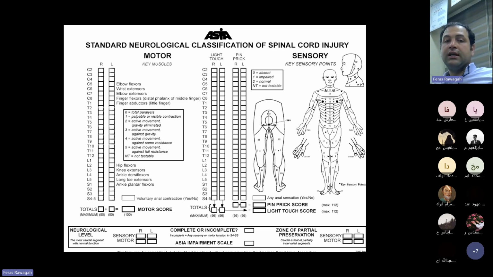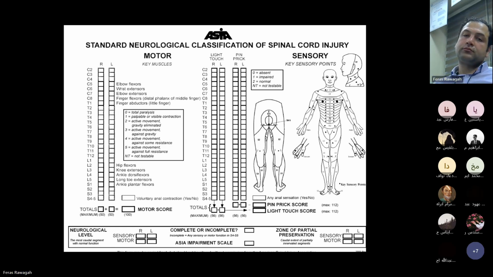How to memorize those? The easiest way is to memorize number 3, then from 3, go up and down. 3 is anti-gravity. Then 4, what is more than gravity? It's resistance. What is above the resistance? It's the full resistance. Now 3 is anti-gravity; go down to 2, with elimination of gravity. 1 is minimal flickering movement. 0, there is no movement at all. And each myotome should be documented by a number from 0 to 5.